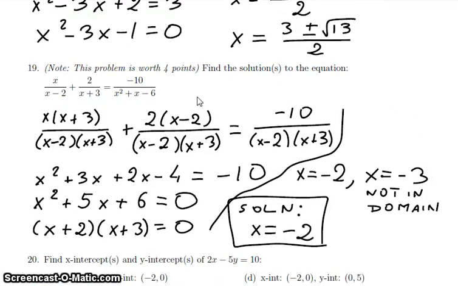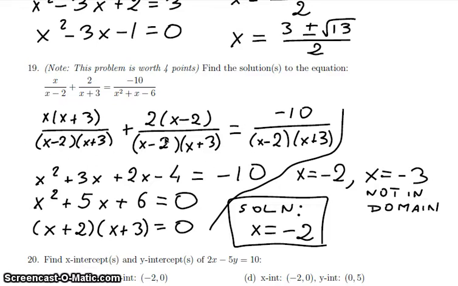Problem 19. Find the solutions to the given equation. This is a rational equation. So again, there are plenty of methods of solving this equation. My method is to find the common denominator everywhere. So the common denominator is going to be x minus 2 times x plus 3. Notice that x squared plus x minus 6 also factors into x minus 2 times x plus 3. So you expand each rational expression, well, this one doesn't need expanding, so that all of them have the same denominator.